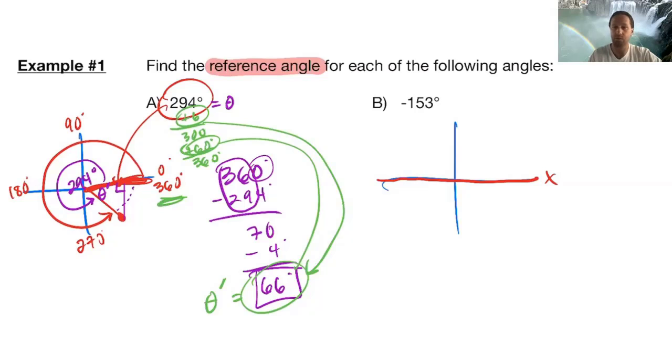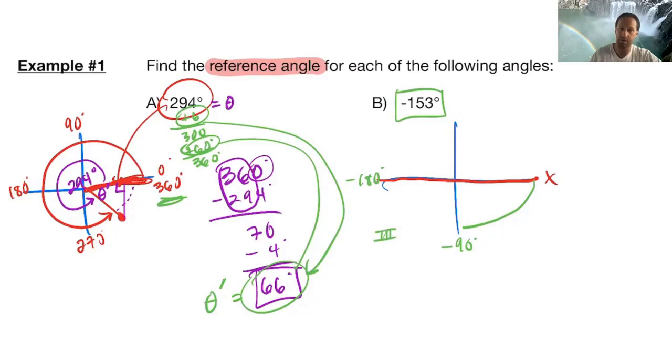All right, hopefully you tried that on your own. Negative 153, don't be afraid by the negative, but don't forget it. That means we're going to start downwards. And I know that's more than 90, and I know it's more than 180, so I'm going to be in quadrant 3.